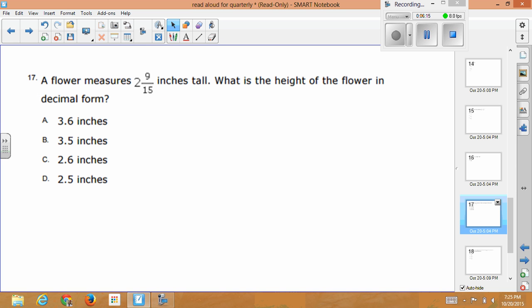Question 17. A flower measures 2 9/15 inches tall. What is the height of the flower in decimal form? 3 6/10 inches, 3 5/10 inches, 2 6/10 inches, or 2 5/10 inches?